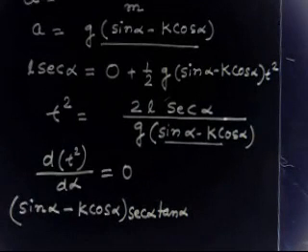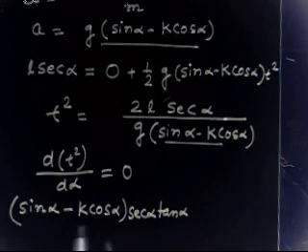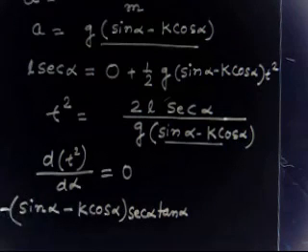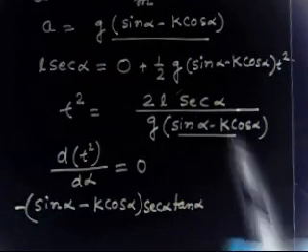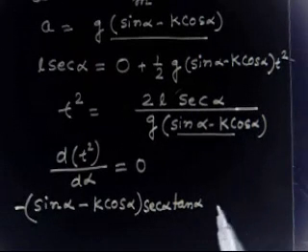I think the differentiation of sec alpha is minus sec alpha into tan alpha. What do you say? I don't remember exactly now. So it should be minus sec alpha into tan alpha, as I remember. So a minus term will come here.